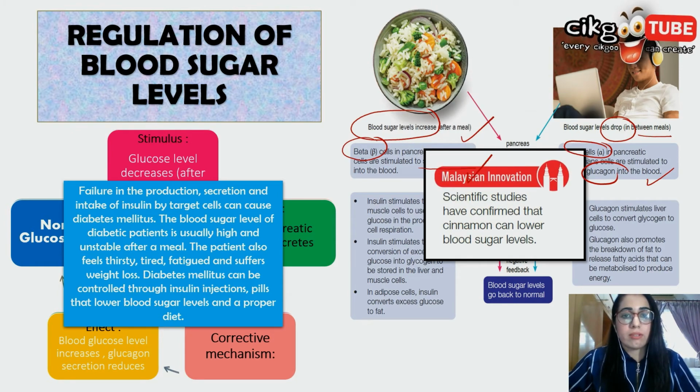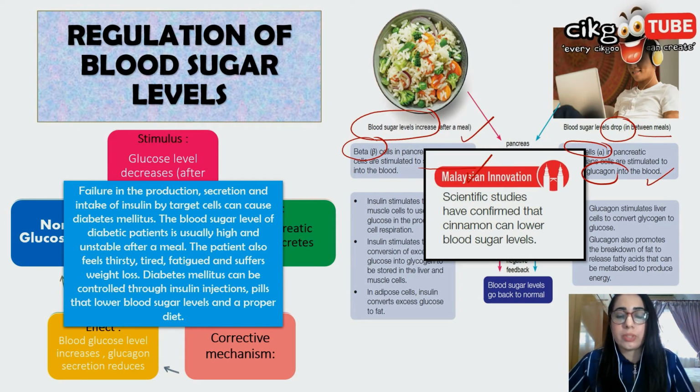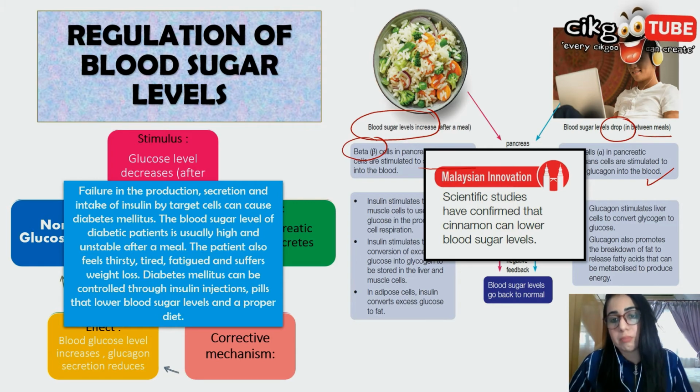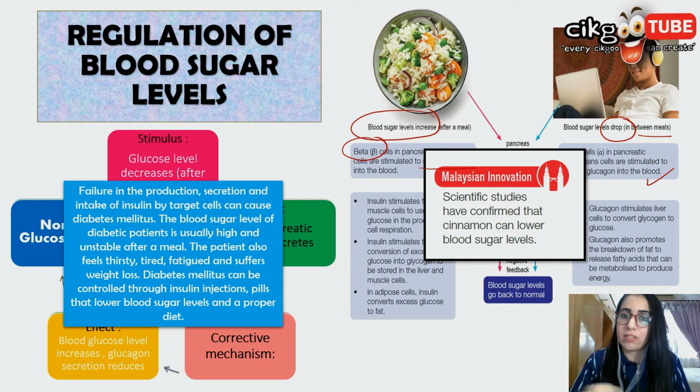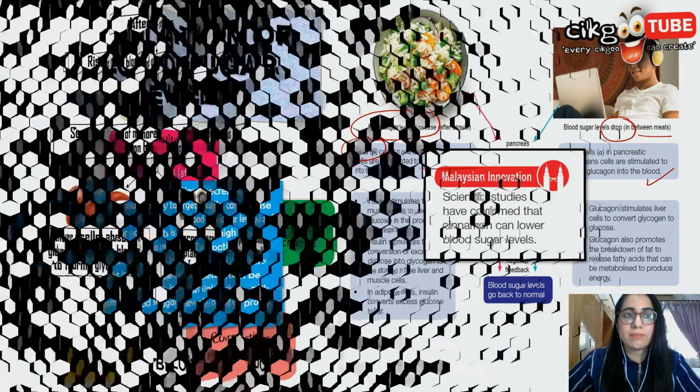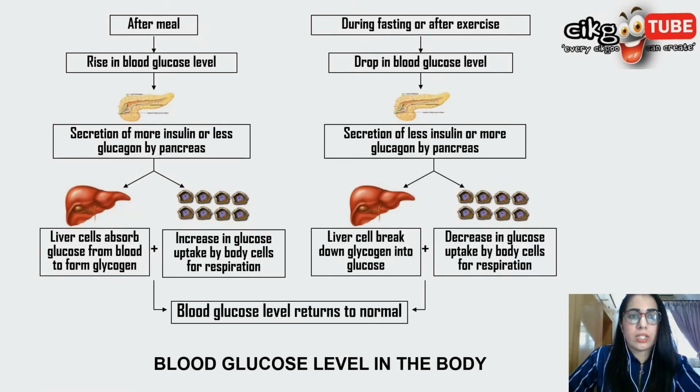So, Malaysian innovation: scientists confirm that cinnamon can actually reduce or lower the blood sugar level. So we can try taking cinnamon if you have a high sugar level. This is the summary, or the short notes, that you can take note of regarding blood glucose regulation in the body. So you can take note, and then we move on to the next slide.